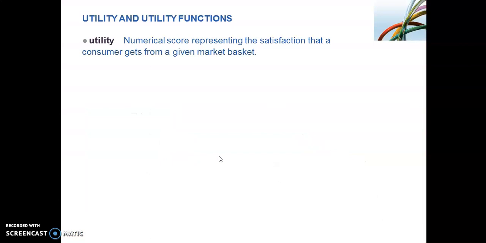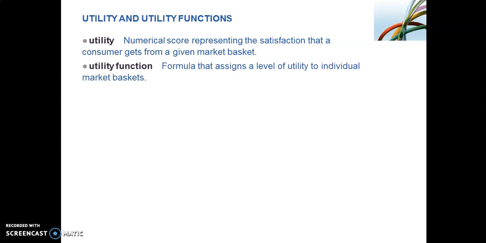So far, we have not attached a numerical value to the level of satisfaction. We have just used indifference curves to show consumer preferences graphically. Recall the indifference map earlier on in the chapter. Consumer theory relies on the assumption that consumers provide us with relative rankings of market baskets. It is, however, useful to assign a number value to a basket. In economics, the concept of utility refers to the numerical score representing the satisfaction a consumer gets from a given market basket. A utility function is a formula that assigns a level of utility to individual market baskets.